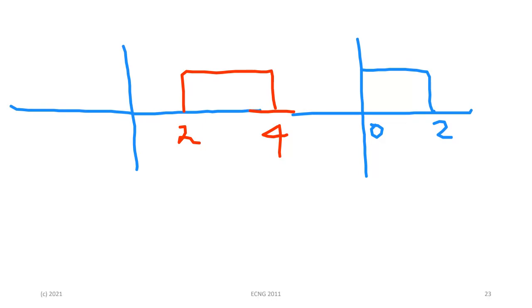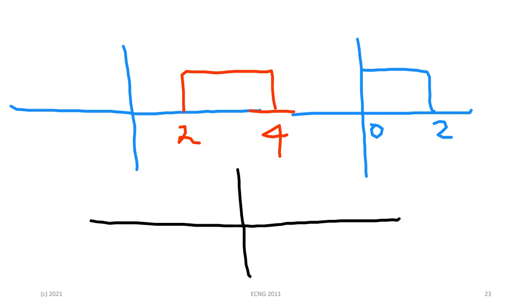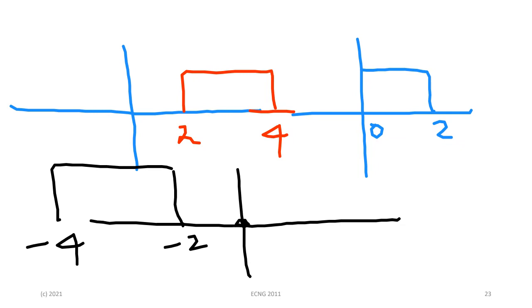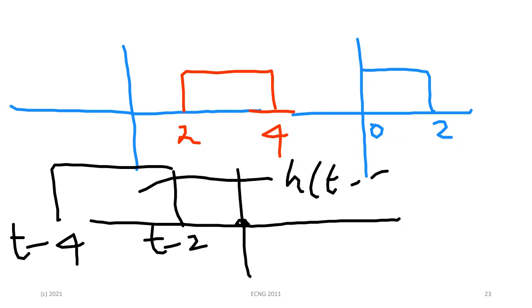So h tau will look the same thing. h minus tau is now what? h minus tau looks like what? Right, there we go. So for h minus tau, we're going to have minus 2 here, minus 4 here. And h of t minus tau means that because the t equals 0 point is here, the front of the pulse is going to be t minus 2, and the back is going to be t minus 4. So this is h of t minus tau. Yeah?